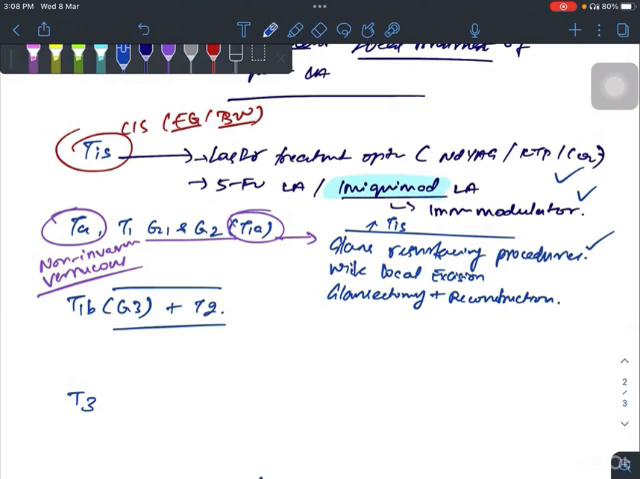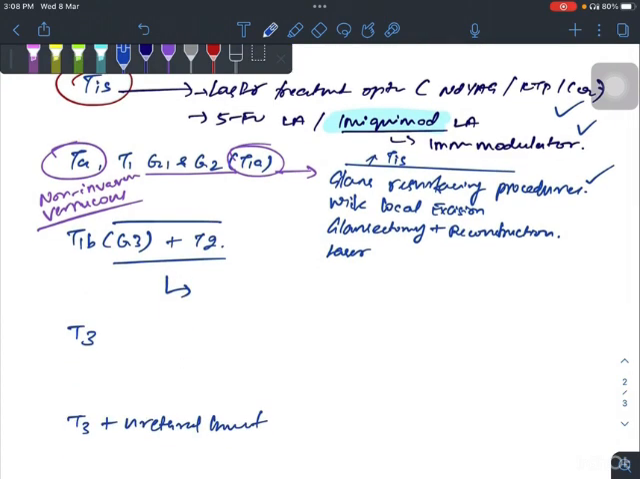And the other treatment options are laser. The same lasers which were used above can be used here also. So coming to T1B, that is grade 3 of T1 and T2, we can do the same things, like glansectomy with reconstruction and wide local excision.